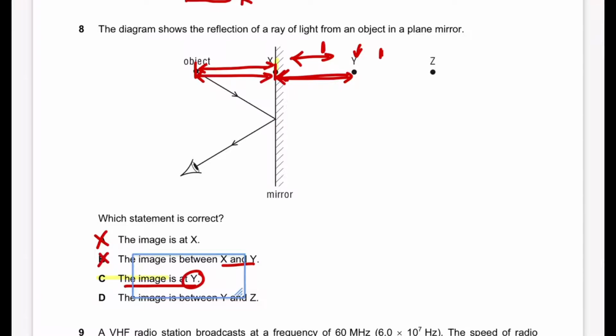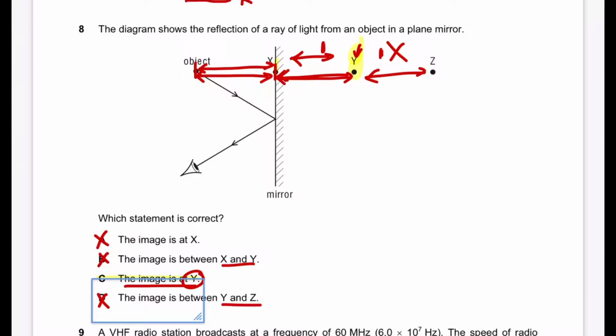But before we conclude the answer fully, let us move on to option D. The image is between Y and Z, which is right here. As I mentioned previously, this is not possible. It's only here that is possible. Wait, hold on. Let me highlight. There we go. Only Y is possible, the position Y. D is out. So the only answer is C.